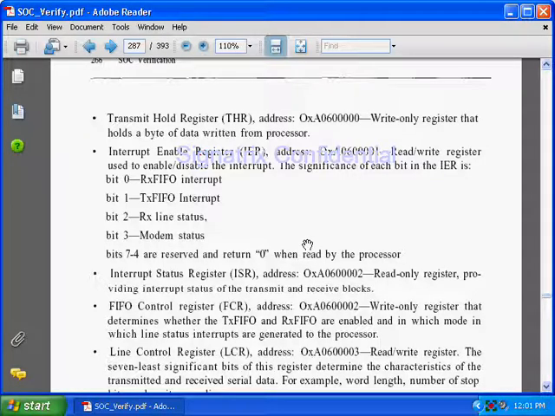Next is the interrupt enable register. In the interrupt enable register we have a read or write register to enable or disable interrupts. We have both read and write permission. This is an 8-bit register, but we are only using 4 bits and the rest 4 bits are reserved, so in future we can use those bits.